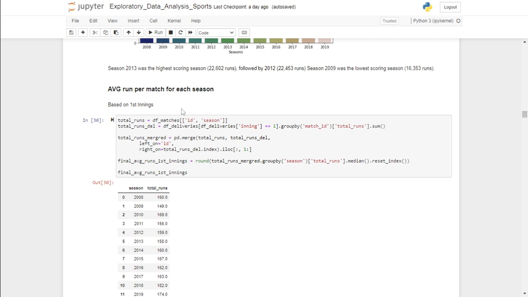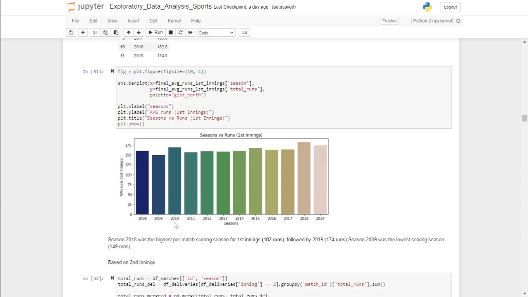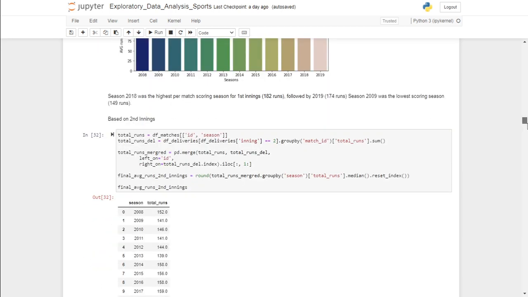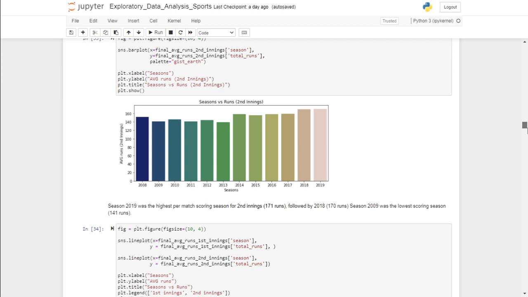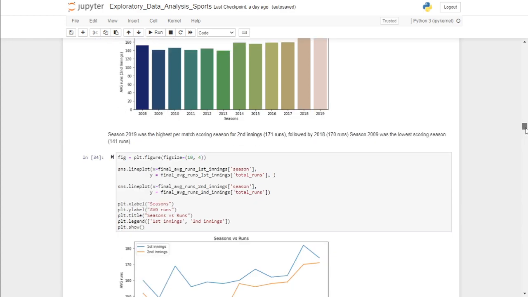And for the average runs per match for each season, you can see that in 2010, 2018 and 2019 there is a peak in average runs per match, based on first innings and based on second innings. The peak was high in 2018 and 19 also, and in 2014, 16, 17 it stayed at a constant average.